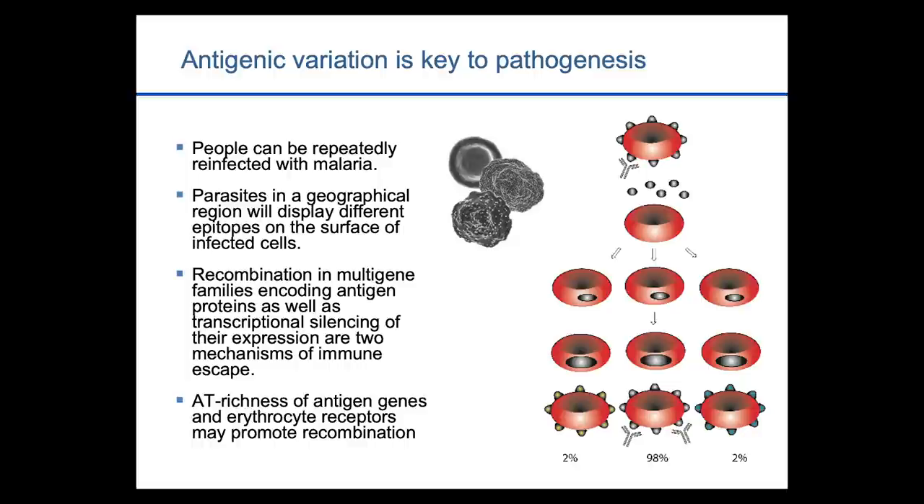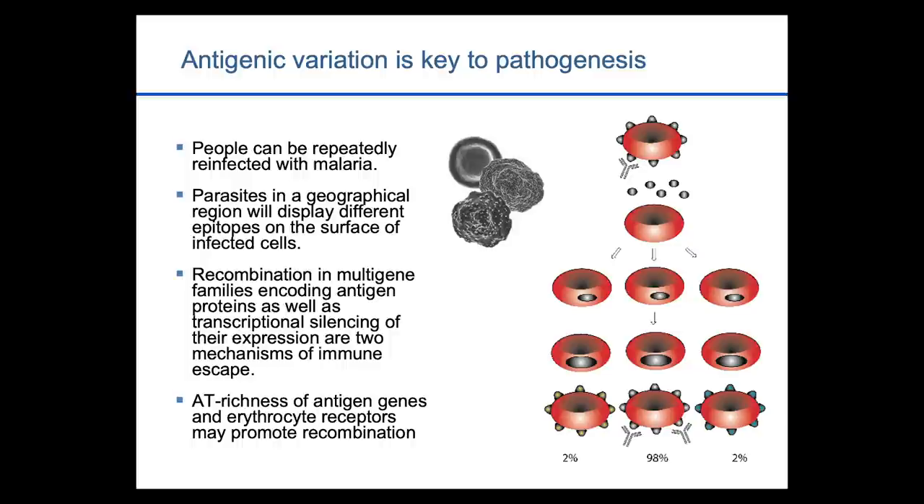Now, what happens is that the parasites in a given geographical area will display a different set of epitopes on the surface of the infected cells. And then the parasites can use recombination as well as silencing of specific gene families to change the set of antigens that are displayed. So you can generate antibodies to one type of parasite, and then the parasite will decide to switch and make a new form, which will be a minor population, and you'll no longer have antibodies to this.